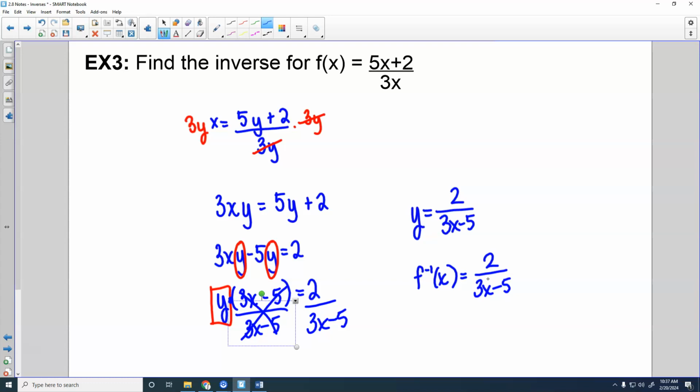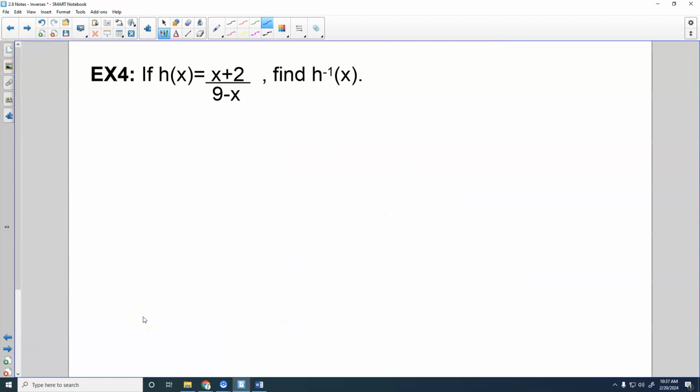Okay, so when we see these scenarios where we end up with more than one y, this is a strategy we want to use. Let's try another one here. This time we've got h of x equals x plus 2 over 9 minus x. So we need to switch x and y's.